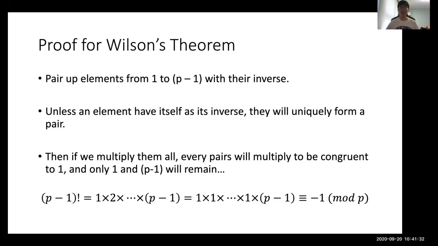And then if we multiply from 1 to p minus 1, every pair will multiply to be congruent to 1, and only 1 and p minus 1 will remain. So this is the equation that I showed to visualize what I've said. Basically, if we pair up all these inverses of each other, then they will all be congruent to 1. So we can get rid of them, and the only 2 that remain are 1 and p minus 1. So p minus 1 is congruent to minus 1 at the end.